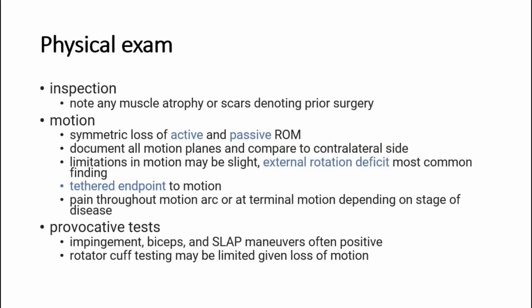On inspection, note any muscle atrophy or scars denoting prior surgery. For motion, look for symmetric loss of active and passive ROM. Document all motion planes and compared to contralateral side. Limitations in motion may be slight. External rotation deficit is the most common finding. Some provocative tests like impingement, biceps, and slap maneuvers are often positive. Rotator cuff testing may be limited given loss of motion.